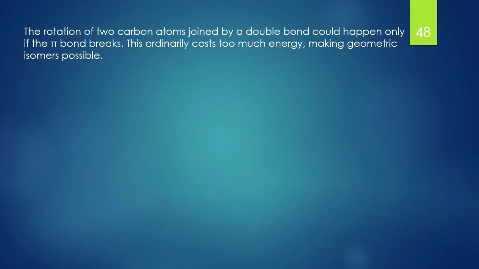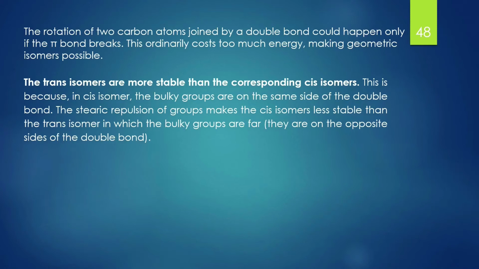The rotation of two carbon atoms joined by a double bond would happen only if the pi bond breaks. This ordinarily requires too much energy, making geometric isomers possible. The trans isomers are always more stable than the corresponding cis isomers. This is because in the cis isomer, the bulky groups are on the same side of the double bond. The steric repulsion of groups makes the cis isomer less stable than the trans isomer, in which the bulky groups are far apart, on the opposite sides of the double bond.